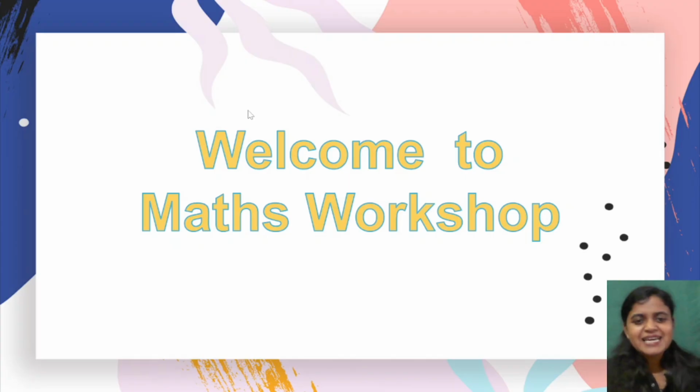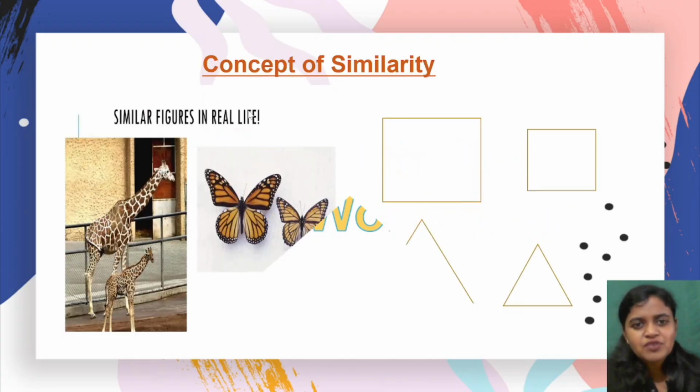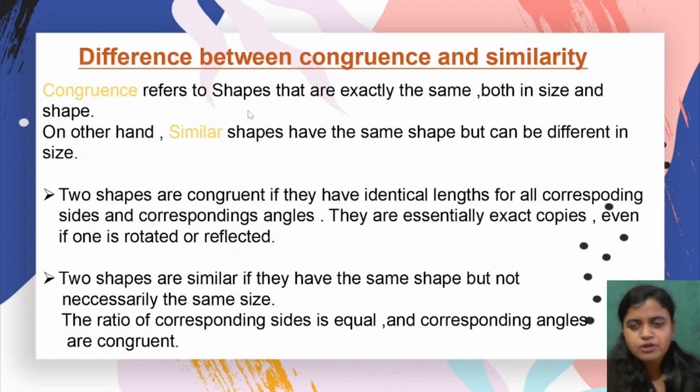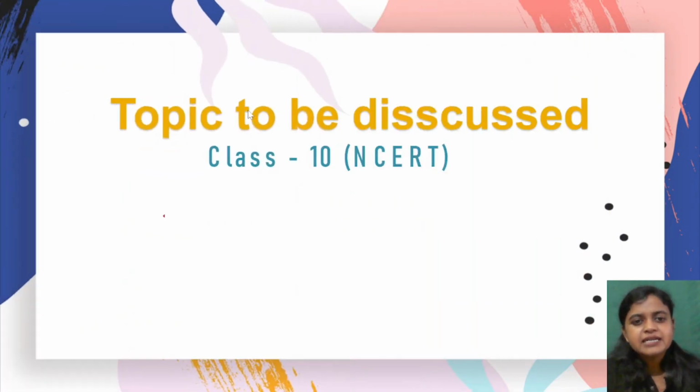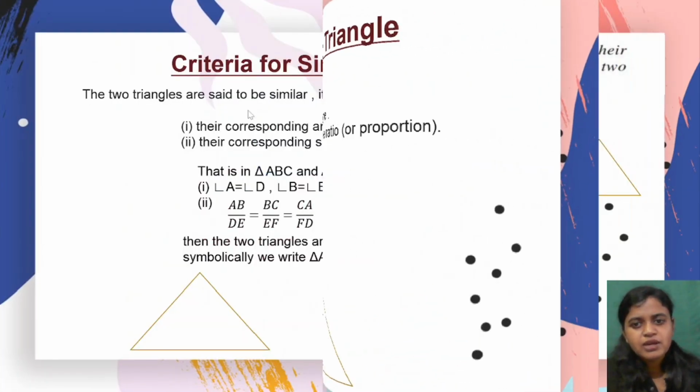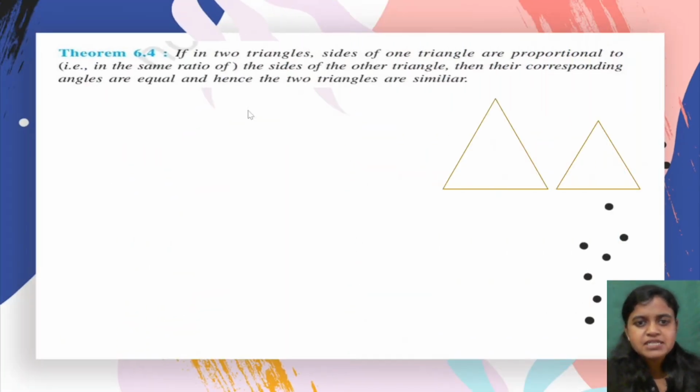So we'll discuss here exercise 6.3. First we'll understand what is similarity, then we'll understand the difference between congruency and similarity, and then we'll discuss some theorem. Next theorem only. Okay, so let us discuss.